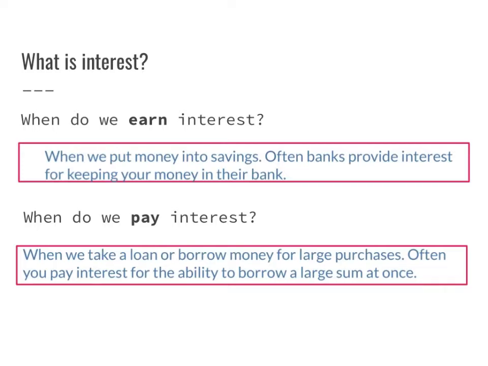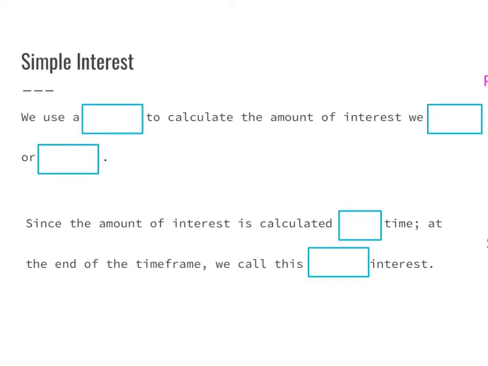So today we're going to figure out how to calculate simple interest, or the amount of money that you might be owing somebody if you borrow money, or the amount of money you might gain if you're saving money. So let's see how we go ahead and do that on the next page. Now, to find simple interest, we use a formula to calculate the amount of interest that we earn or pay. Since the amount of interest is calculated just one time at the end of a time frame, we call this simple interest. There are other types of interest, like compound interest. However, we're not going to be worried about that today. We're only going to be working with simple interest.